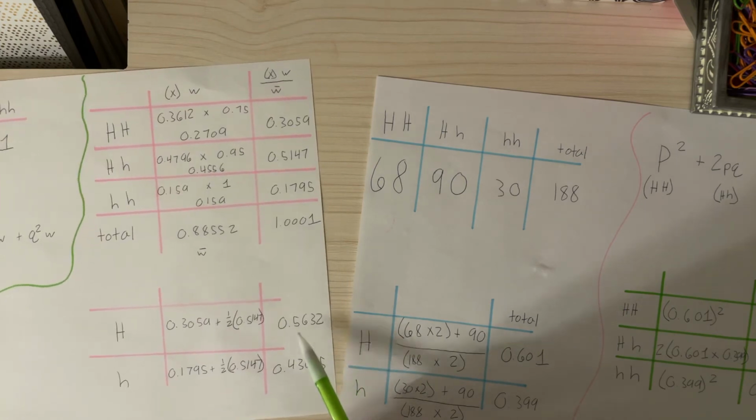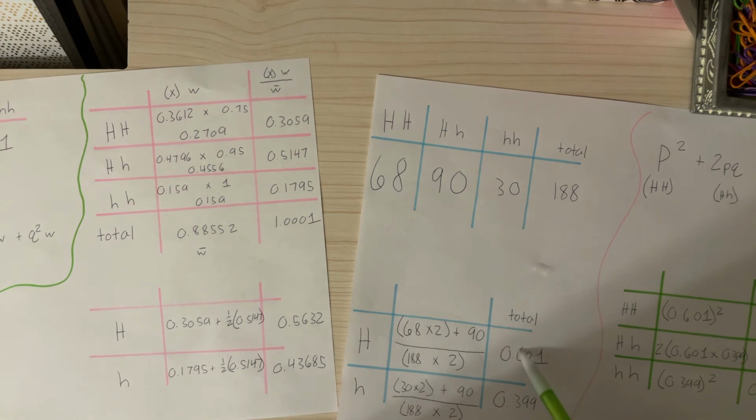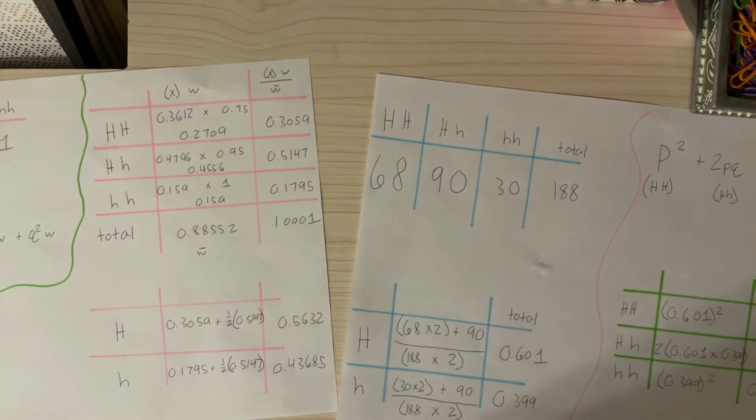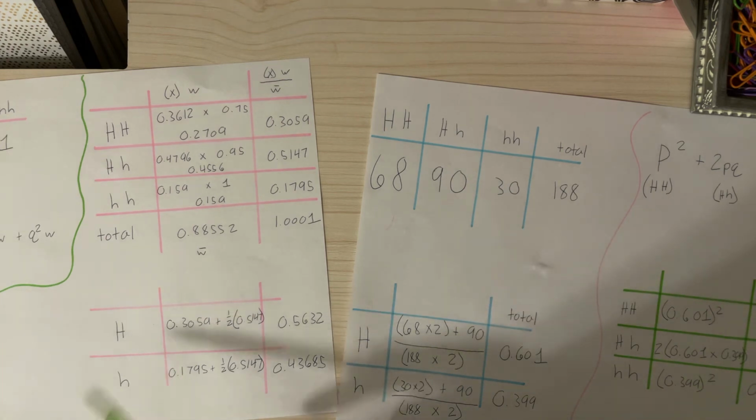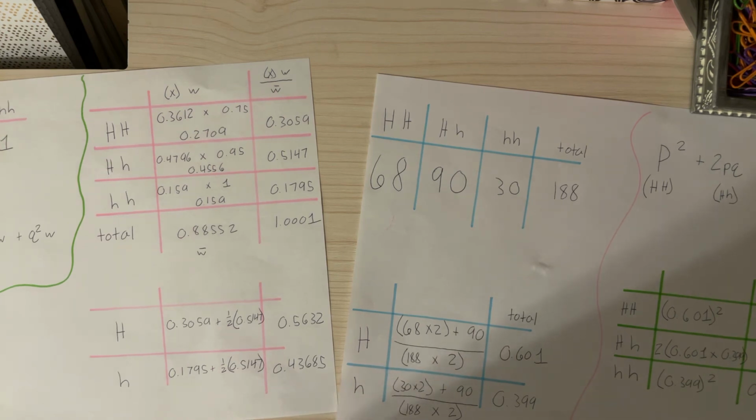The dominant frequency is lower than the original. That's because, like I said, the lighter the hair color you are, the more likely you are to produce offspring, and blonde hair is recessive for the hair color.